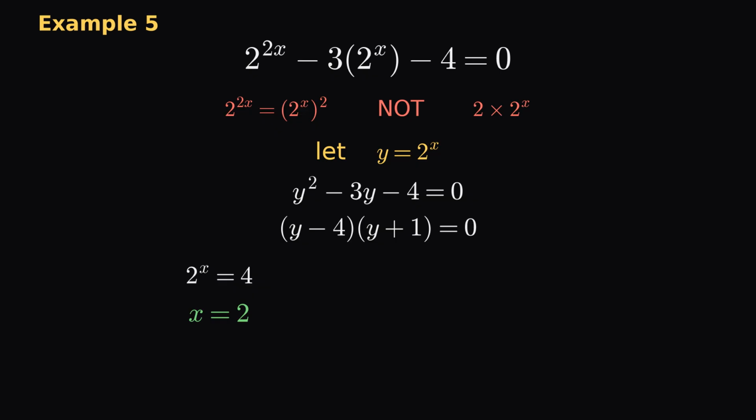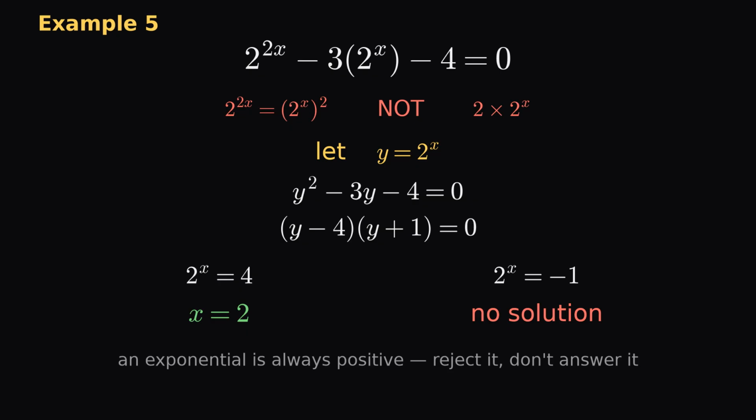Now go back. 2 to the x equals 4, so x is 2. But 2 to the x equals minus 1 has no solution at all. An exponential is always positive. It can never output a negative number. So that root is discarded, not answered. Check the survivor. 16 minus 12 minus 4 is 0.